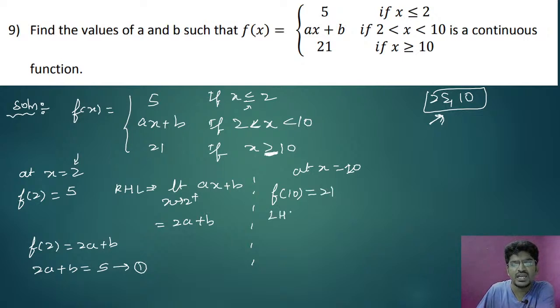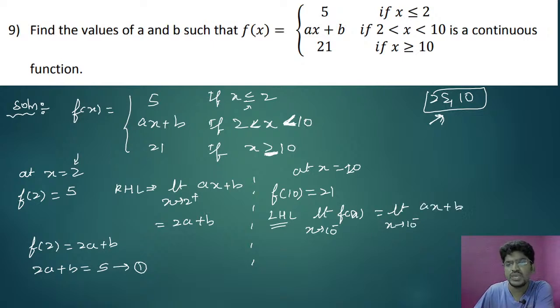Now we have to find the LHL. Why? Because this term is lesser than, so x is lesser than 10. That's why it is LHL. So limit x tending to 10 minus f of x is ax plus b. So that x value is 10, 10a plus b. Therefore, from this you can write 21 equal to 10a plus b. This is your second equation.